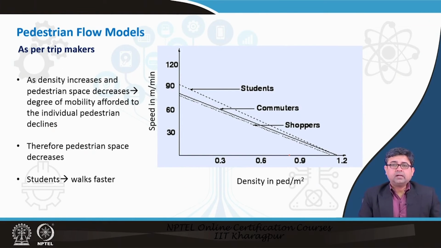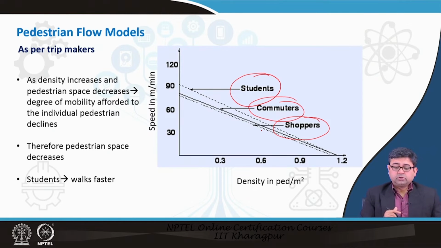So now when we look at different types of trip makers, right. Everybody who is walking on a pedestrian facility may not be walking for the same purpose, right. Some could be students who are walking to go to school, college, or wherever they are going. Some could be commuters, they are office goers that are walking along a street, whereas broadly another group could be shoppers or leisure travelers who are walking along a street.